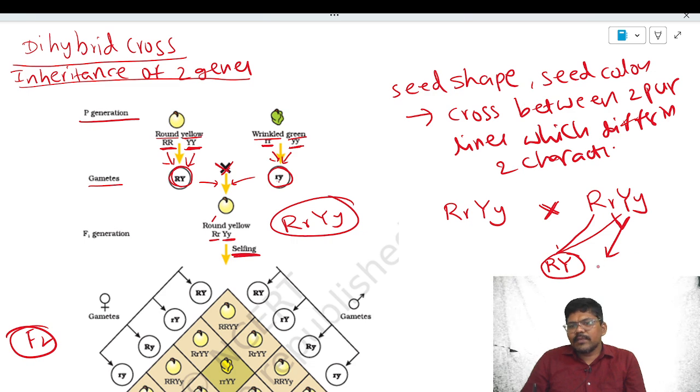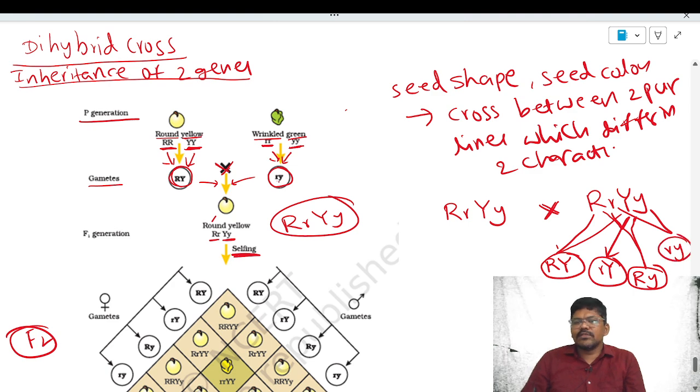This is the second type of gamete, small r with capital Y. Next, if capital R joins with the small y, that leads to formation of a gamete with one dominant allele and one recessive allele. When small r joins with the small y, you can see the formation of a gamete with two recessive alleles. These are the four gametes.